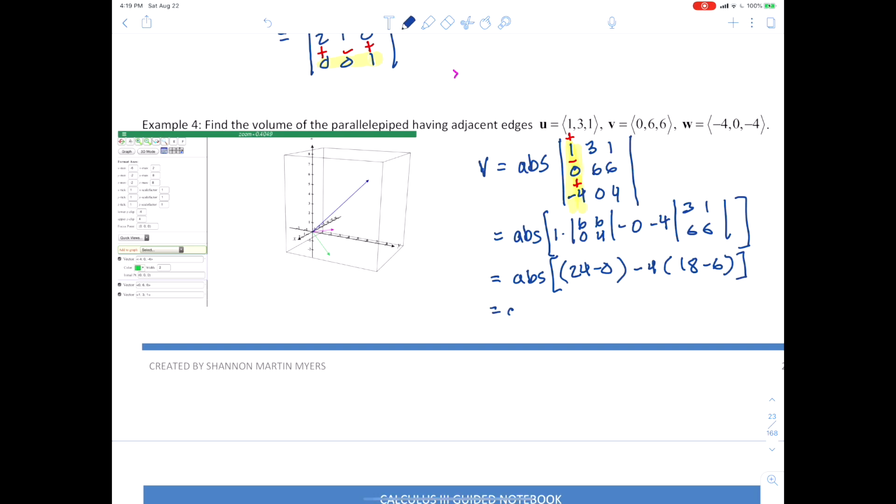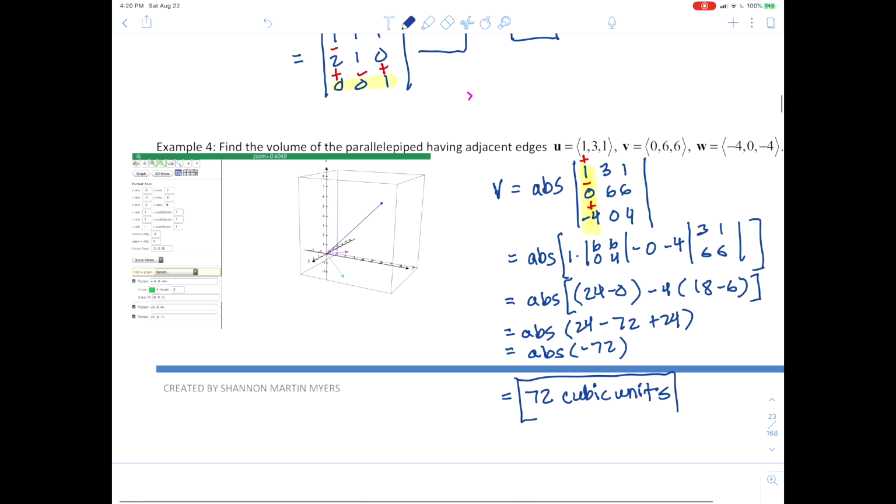So the absolute value of 24 minus 72 plus 24, and that gives us the absolute value of negative 72, which is 72, and it's a volume, so cubic units. And we're done. All right.